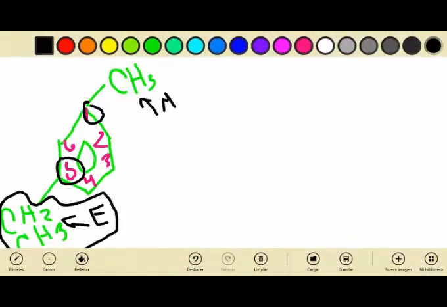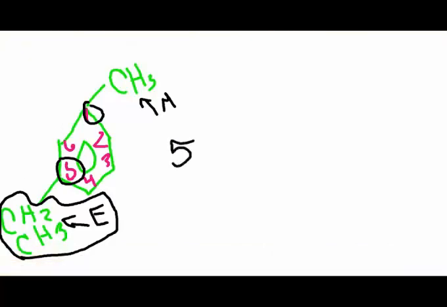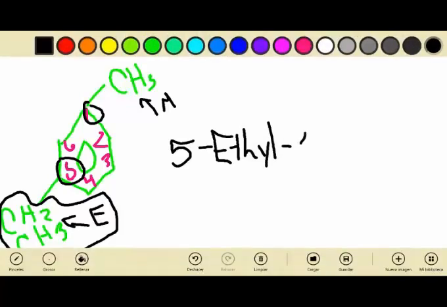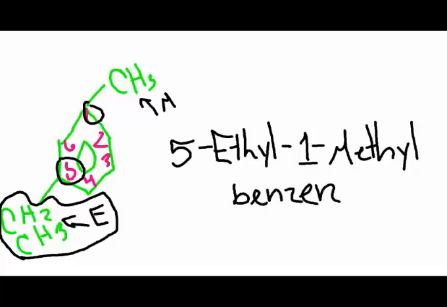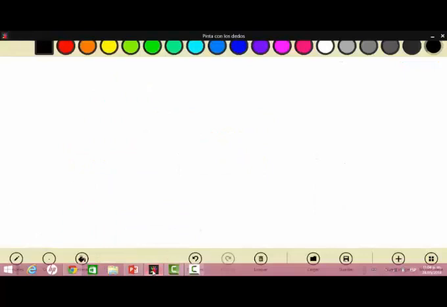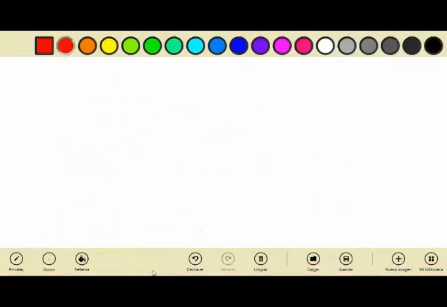So we will write the number 5, and then hyphen ethyl hyphen. Now we're gonna go with methyl. 1 hyphen methyl benzene. And now we have this.